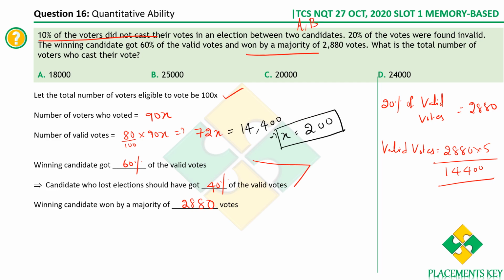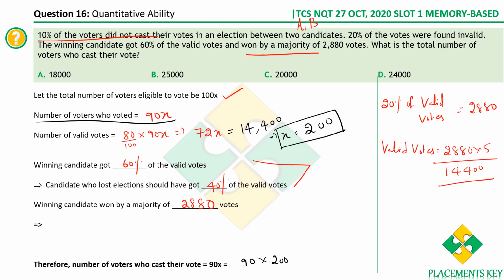Okay, what are we supposed to find? We are supposed to find the total number of voters who cast their vote. See how many voters have cast their vote: 90x have cast their vote. So we are supposed to find 90 into x, which is 200 that we have already got, which is 18,000. Therefore 18,000, option A. So many voters have cast their vote.